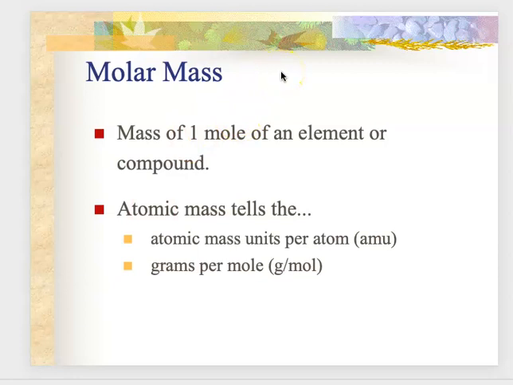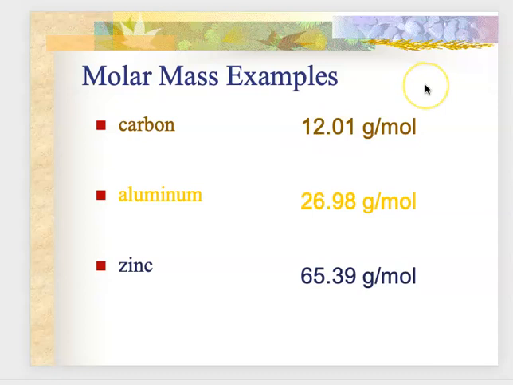And you guys know that molar mass is the mass of 1 mole of an element. You can find the molar mass on the periodic table. The atomic mass units shown on the periodic table is the same as the number of grams in 1 mole of that element. Here's a couple of examples. If you have a periodic table handy, you can check and see that these are the masses that you can find for the elements carbon, aluminum, and zinc on the periodic table.